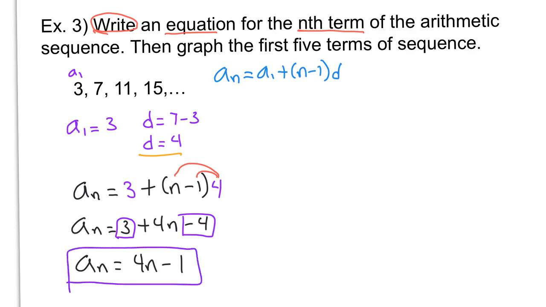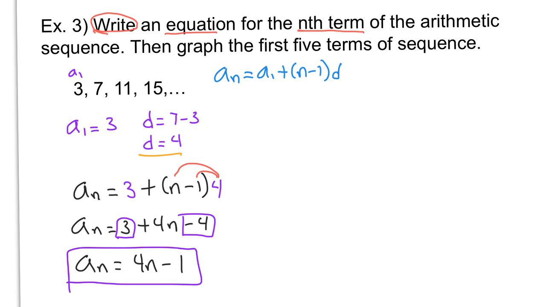Now, every sequence has a different formula, a different equation. You just have to be careful on when you guys multiply, distribute the common difference, and you guys combine like terms. But every sequence will have its own equation.